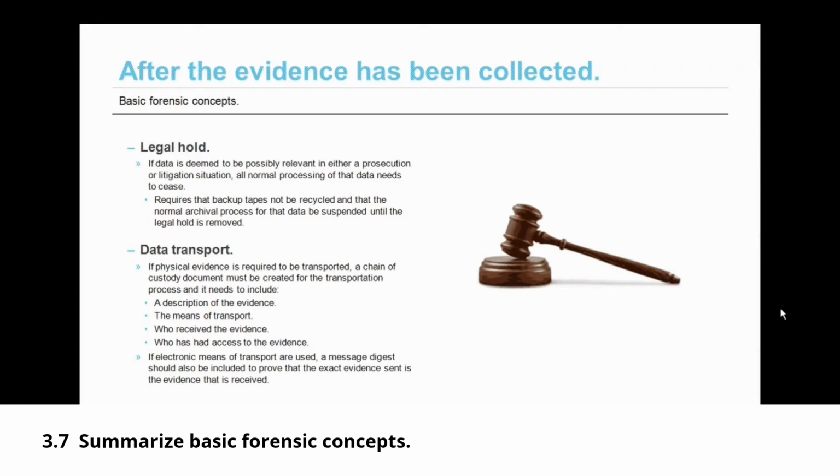There are some items to consider when electronic data needs to be transported and it's considered evidence. If it's physical evidence, as in a hard drive, a chain of custody document must be created for the transportation process, and it needs to include an exact description of the evidence, the means of transport, who received the evidence to transport it, and who had access to the evidence during the transport process. If you're using electronic means of transport, a message digest should also be included to prove that the exact evidence sent is the evidence that is received.